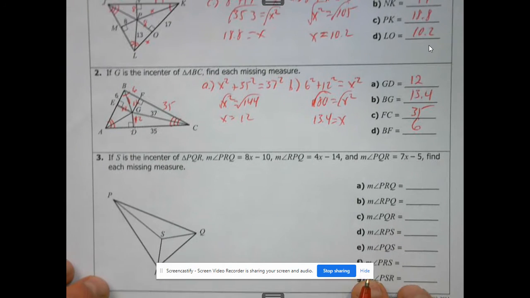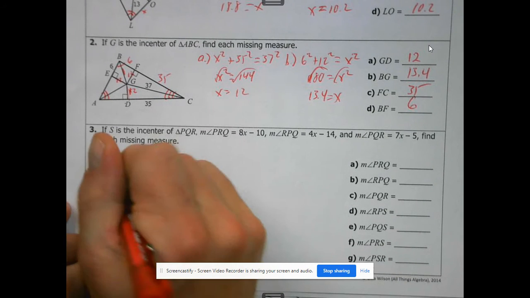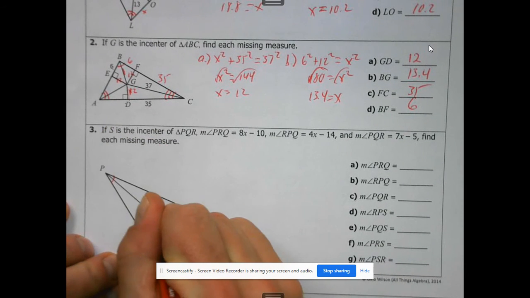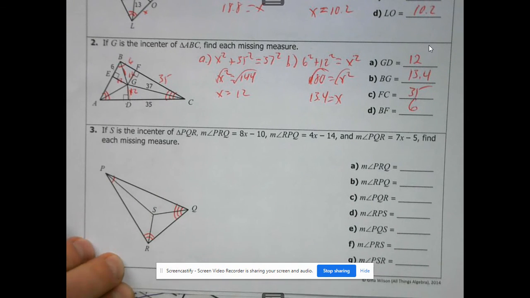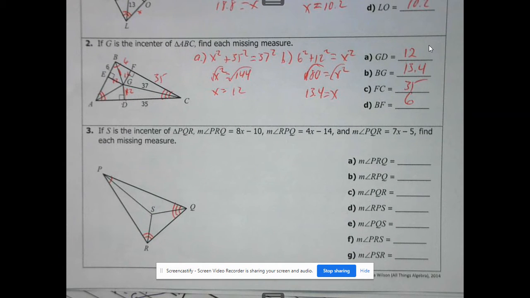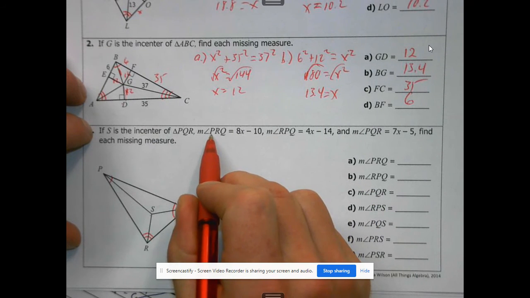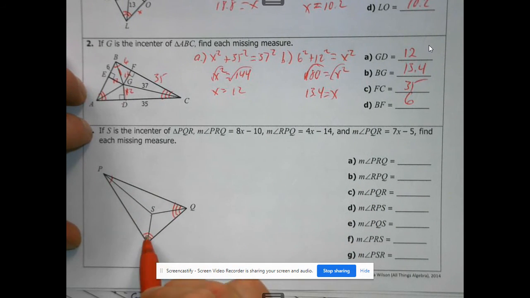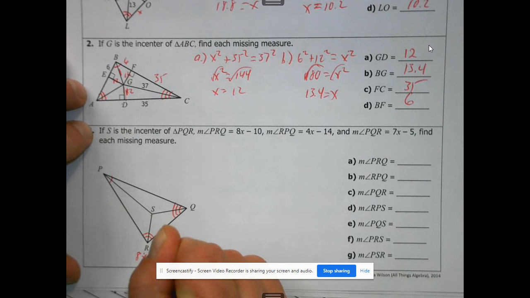All right. Number 3. It says S is the incenter. All right, so hang on. Do our angle bisectors. Okay, then we got some stuff here. We have angle PRQ. So all of this angle right here is 8x minus 10.